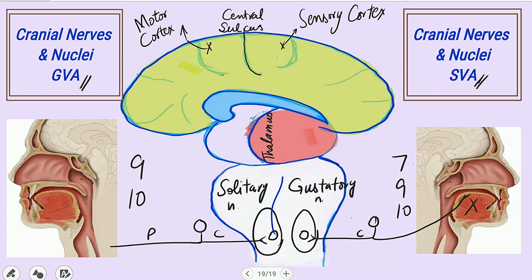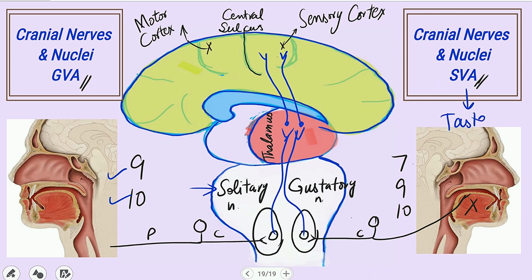And from here, the second order neuron will reach the thalamus. It will synapse with the third order neuron in the thalamus, and the third order neuron will reach the sensory cortex, parietal lobe. So I will repeat, the general visceral afferent function is performed by cranial nerve number 9 and 10, and the nucleus is common, that is the solitary nucleus, while the special visceral afferent component about taste is performed by cranial nerve number 7, 9 and 10, and the nucleus is common, that is the gustatory nucleus.